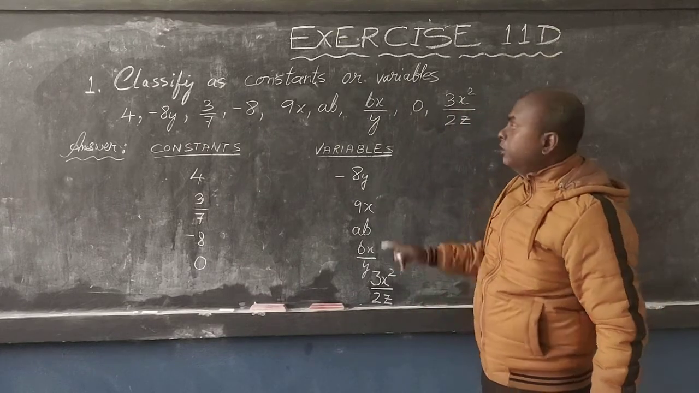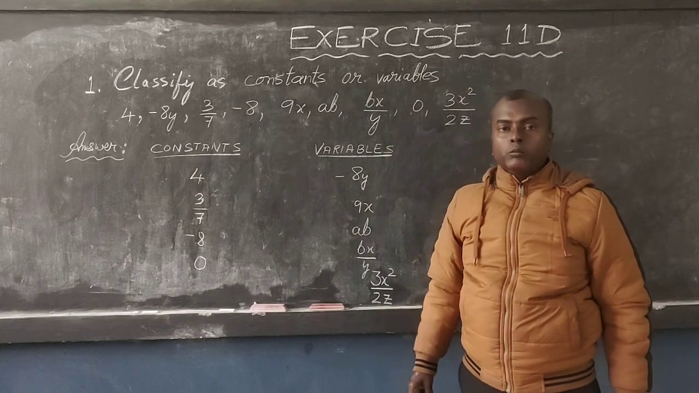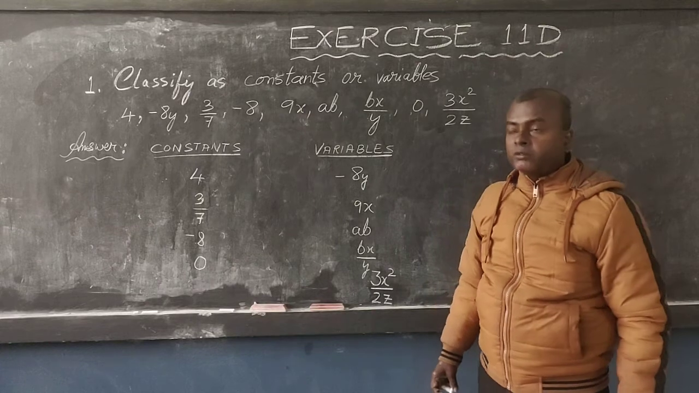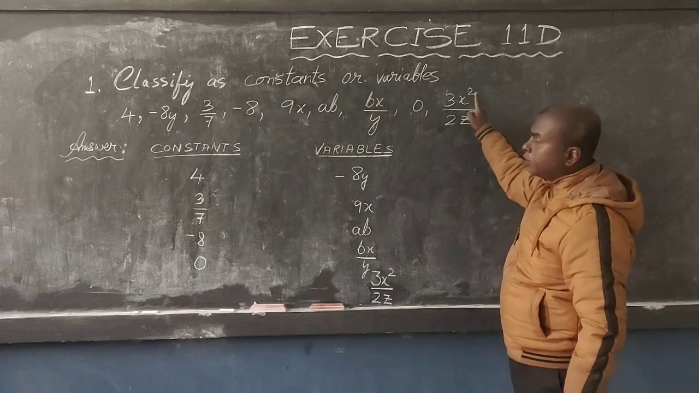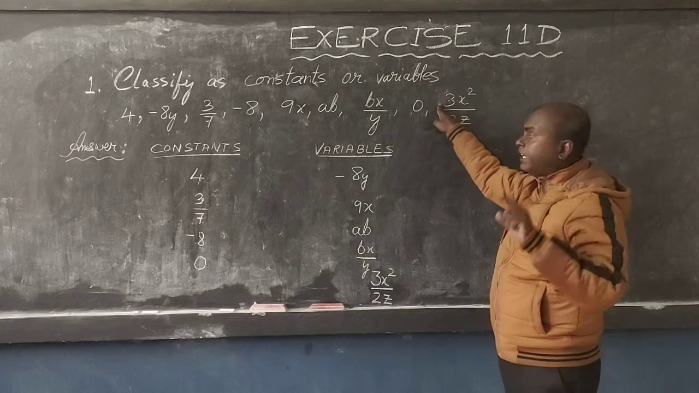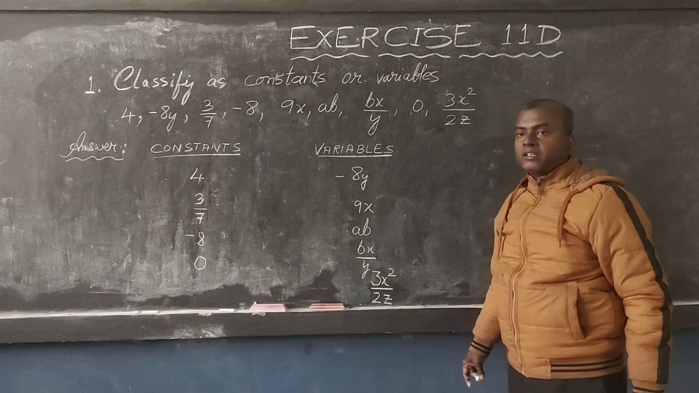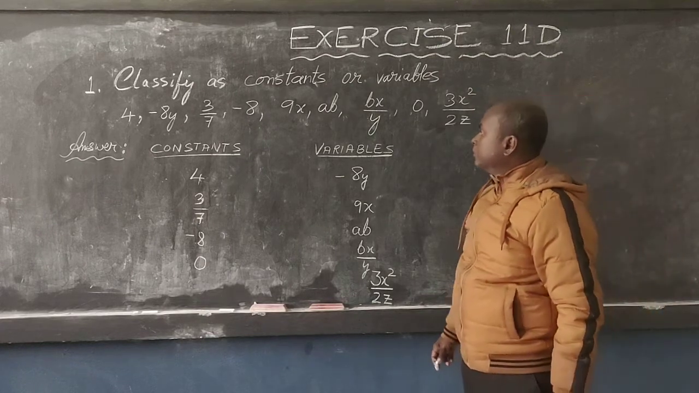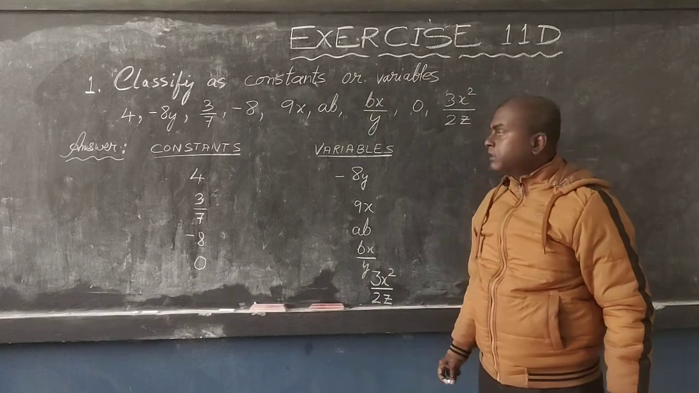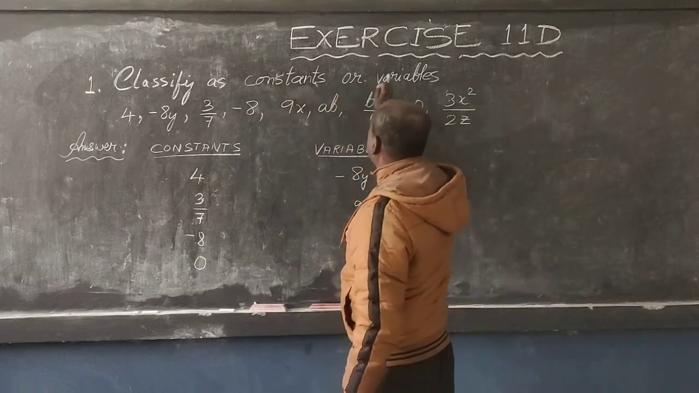Now if you see all these expressions carefully, you will see that they are all monomials. Monomials means they all consist of one set of number, one sign, one set of variables. Okay. So they are all monomials. They have asked us to classify them as constants or variables.